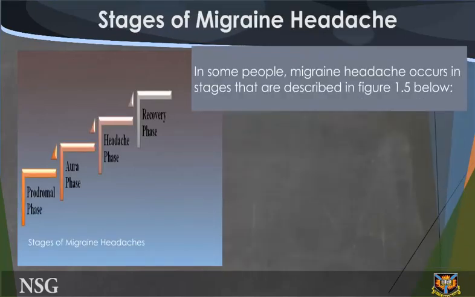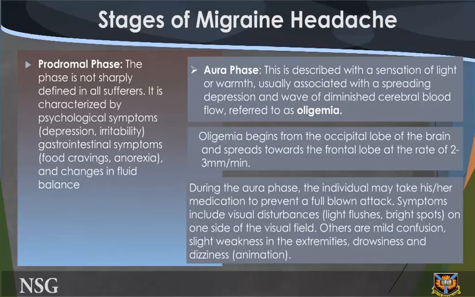Stages of migraine headache. In some people, migraine headache occurs in stages that are described in Figure 1.5 below. Prodromal phase, aura phase, headache phase, recovery phase. Prodromal phase. The phase is not sharply defined in all sufferers. It is characterized by psychological symptoms, depression, irritability, gastrointestinal symptoms, food cravings, anorexia, and changes in fluid balance.